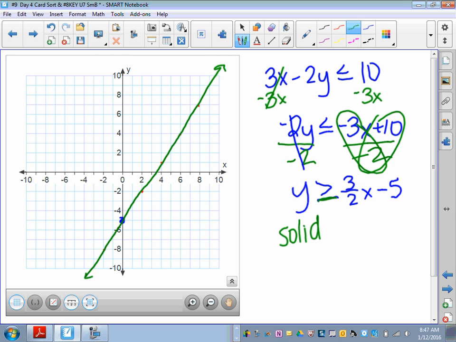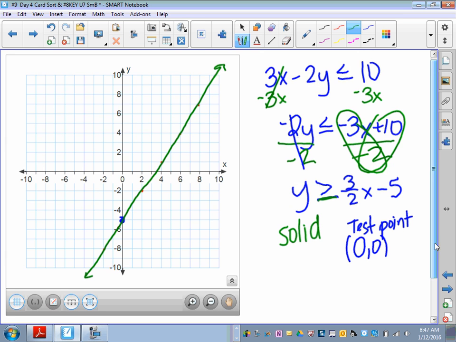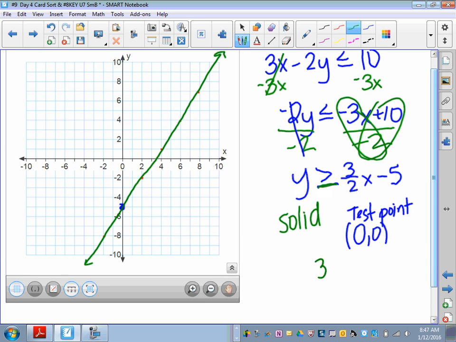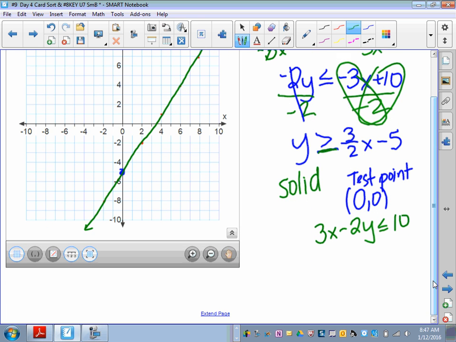All right, and then we need to decide our shading. So let's use 0, 0. That's not on my line, so that's a nice easy point. So my test point, let's just use 0, 0. So when I put 0 into my original equation, and we go back to our original so that if you made a mistake somewhere, you don't keep getting it wrong. So my original equation was 3x minus 2y is less than or equal to 10. So I'm taking 0, 0 and putting it in. So 3 times 0 minus 2 times 0 is less than or equal to 10.